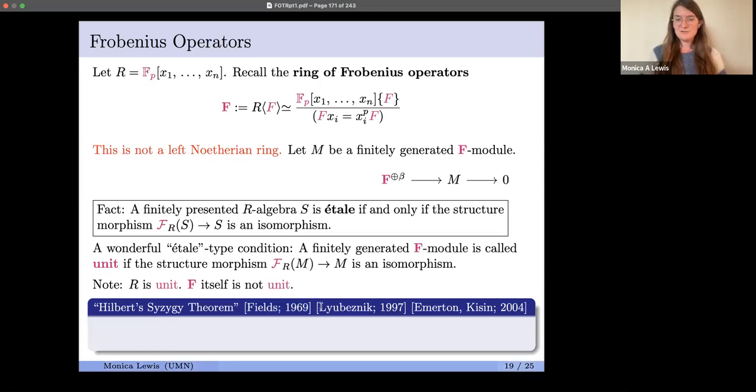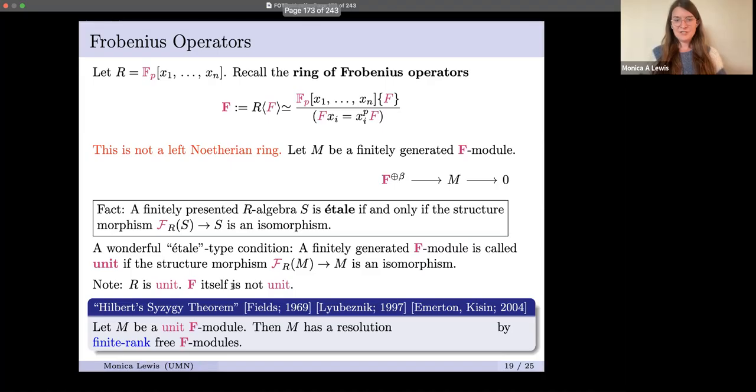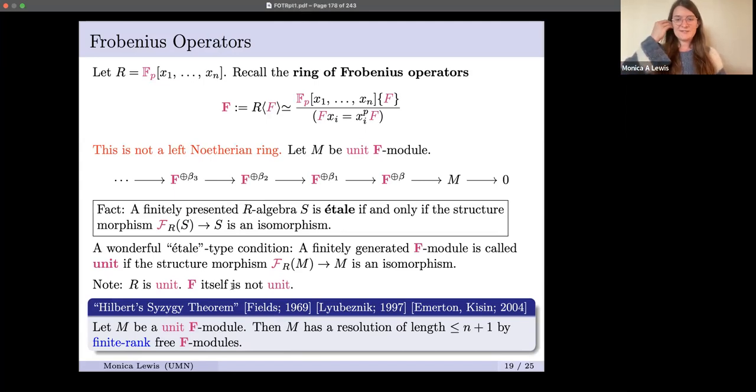For the Frobenius in particular, this is due to Lubeznik, and then a more explicit statement can be found by Emerton and Kisin. If you start with a unit F module, then it is possible to give a resolution by finite rank free modules. And I want to just pause to comment that this is a fairly underrated part of the Hilbert-Syzygy theorem, right? Not just that the resolution stops, but that the ranks of everything in between are finite rank. But also, after you continue that process, it does stop eventually. In this case, the maximum length is n+1, which again feels like the number of variables that we're dealing with, all of these x1 through xn's plus our symbol f.